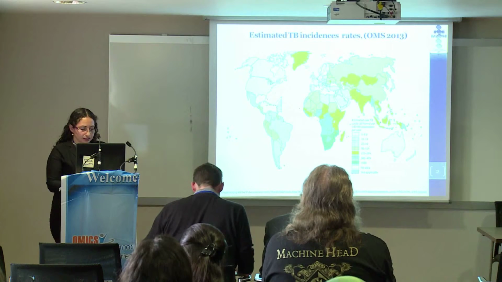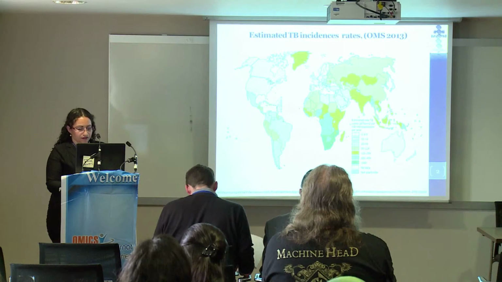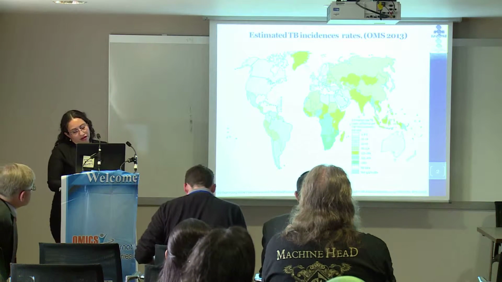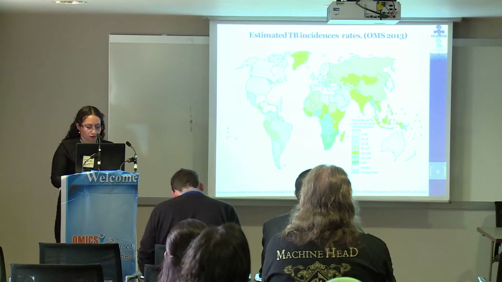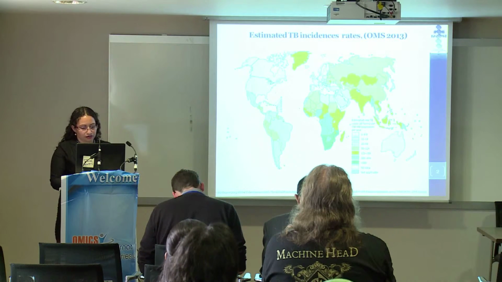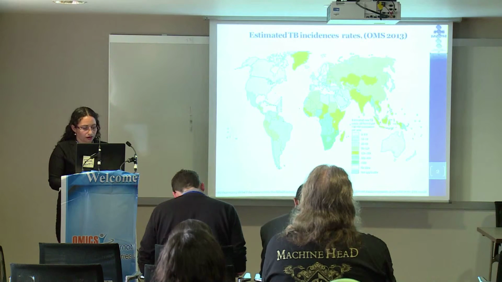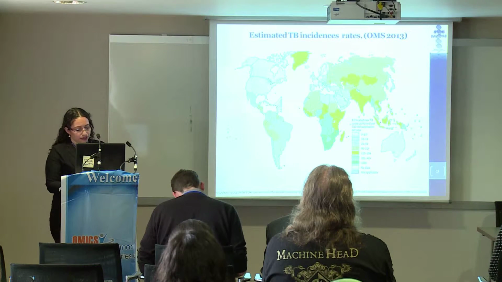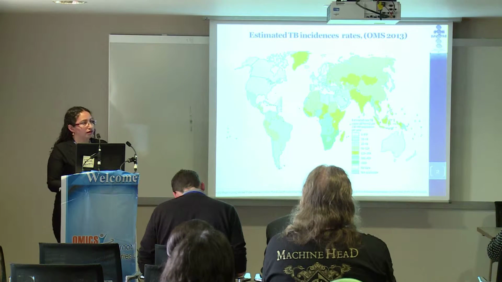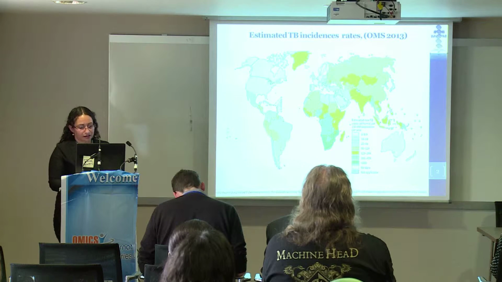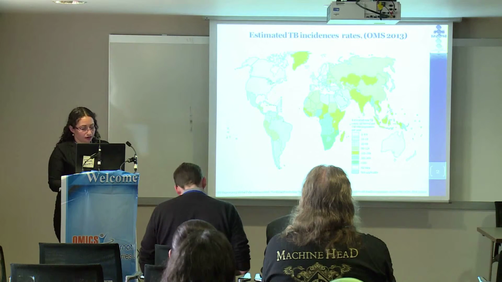TB is possibly the most prevalent infectious disease in the world. The WHO estimates that 1/3 of the world population is affected. Annually, there are over 8 million new cases of TB, and it causes 2 million deaths per year, which are alarming numbers.